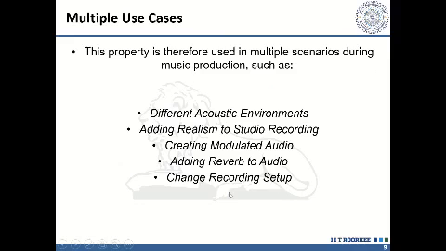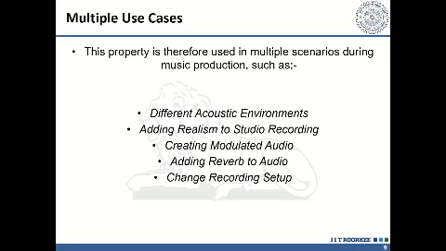Now this property has multiple use cases and is used in multiple scenarios in music production and synthesis. For example, the first one is different acoustic environments. Our audio which is recorded in a studio environment can be made to sound as if recorded in different acoustic environments, such as a cathedral hall, a concert hall, or natural environments and so on. Second, it is used to add realism to our studio recording.